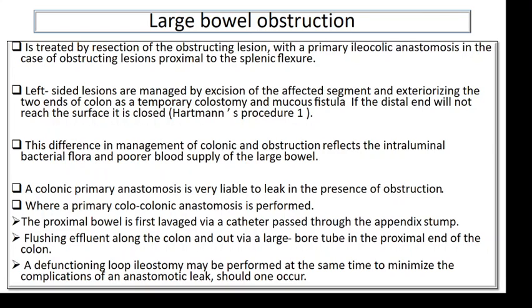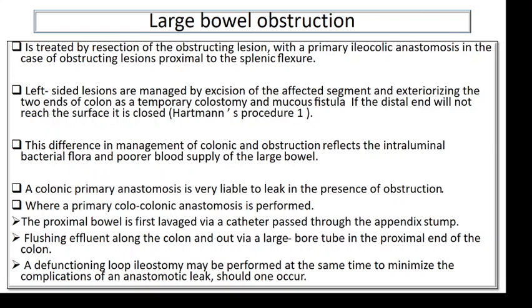If it is on the right side of the colon, there will be a right hemicolectomy with primary ileocolic anastomosis, if the obstruction is proximal to the splenic flexure. But if the obstruction is distal to the splenic flexure, then it should be managed by excision of the affected segment and exteriorizing the two ends as a temporary colostomy and a mucous fistula.